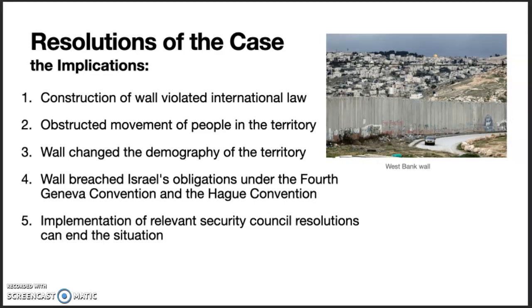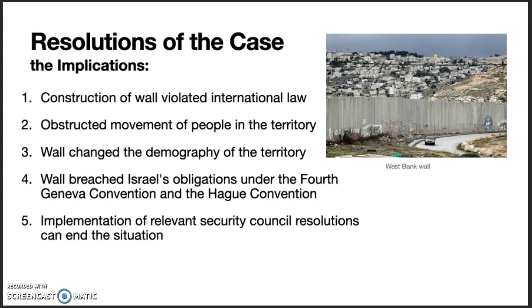It affected access to work, health, facilities, education, and adequate standard of living under the International Covenant on Economic, Social, and Cultural Rights and the UN Convention on the Rights of the Child. The wall also changed the demography of the territory due to the departure of some Palestinians that were living in the area. This violated Article 49 of the Fourth Geneva Convention.